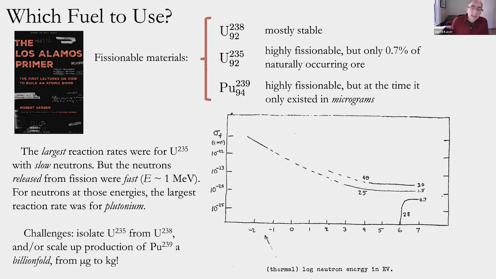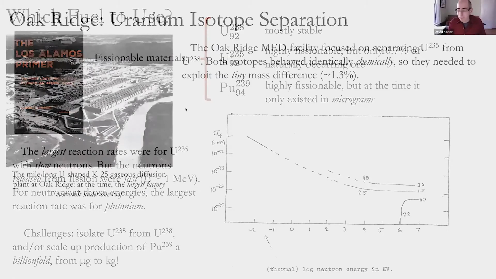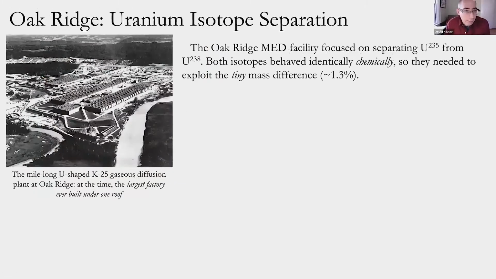The challenge is, how do you isolate this trace stuff from this? Because you want to get a lot of this stuff in one place, kilograms worth. Or how do you scale up this stuff by a factor of 1 billion, from micrograms to kilograms? Neither of these seemed at all straightforward. That's where some of these other facilities then come in. So we'll now look at the Oak Ridge facility very briefly.